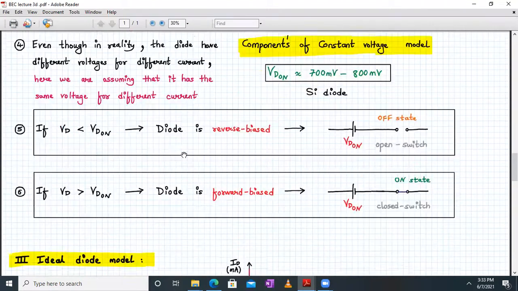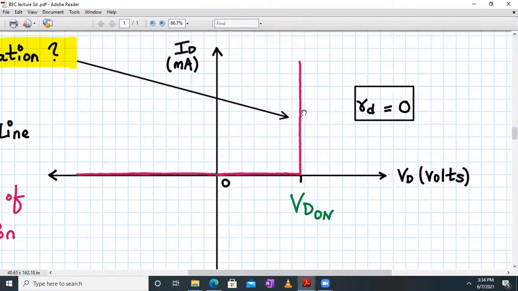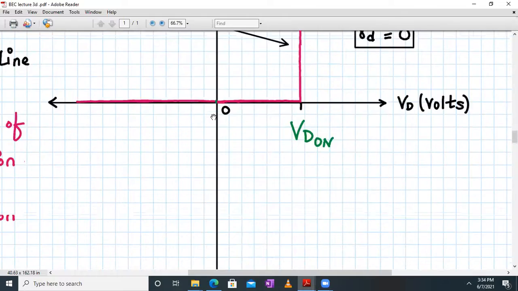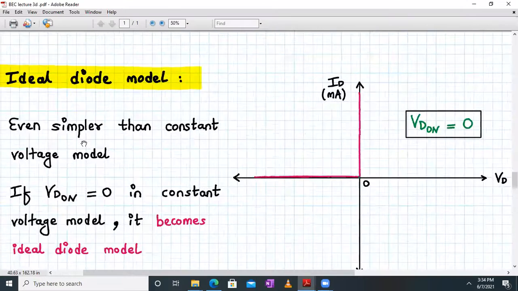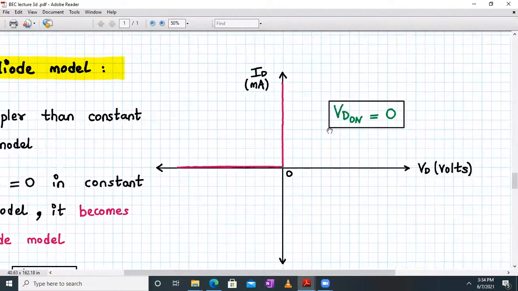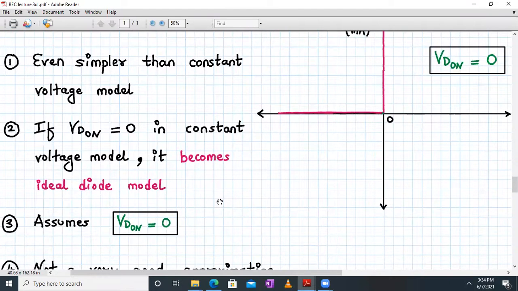Now, in the constant voltage model, if we make VD1 equal to 0, that means this line will be shifted onto the y-axis. So that model is called the ideal diode model. Okay, so whenever we make VD1 0, we will have such kind of characteristics wherein we will have a curve which is on the y-axis itself. Okay, so VD1 is 0 over here. So it is much simpler than the constant voltage model. So if VD1 is 0 in the constant voltage model, it becomes an ideal diode model. So it assumes VD1 equal to 0.